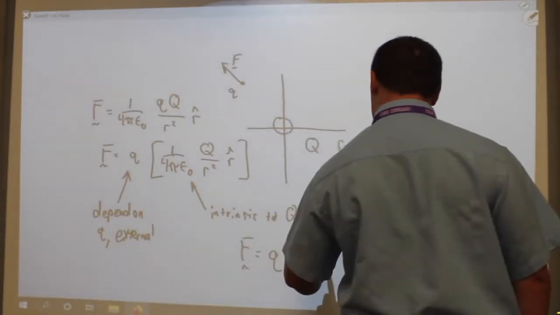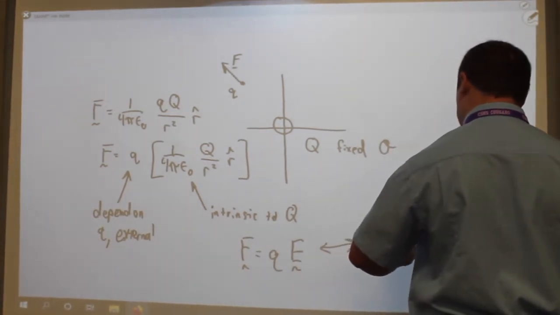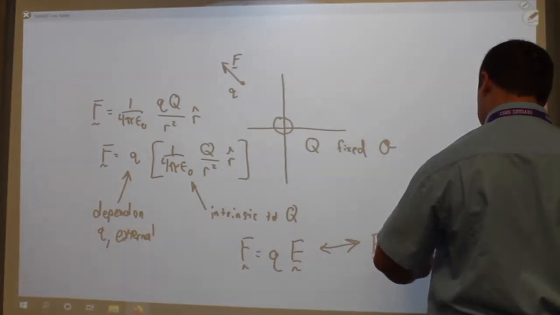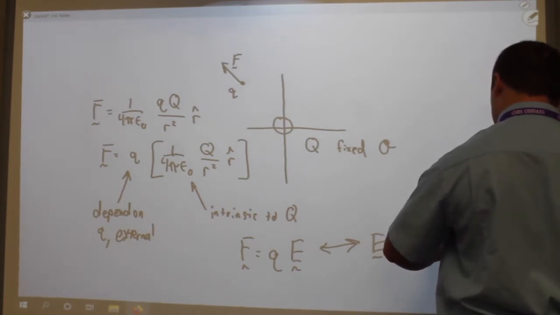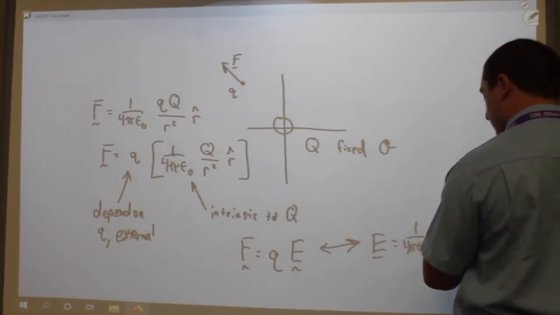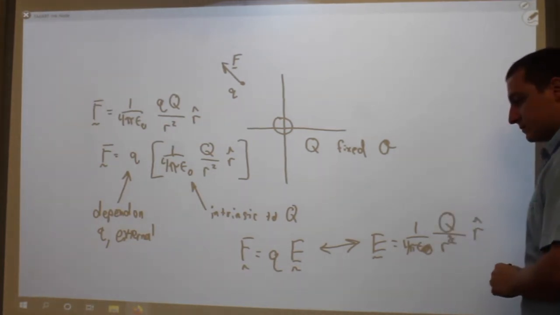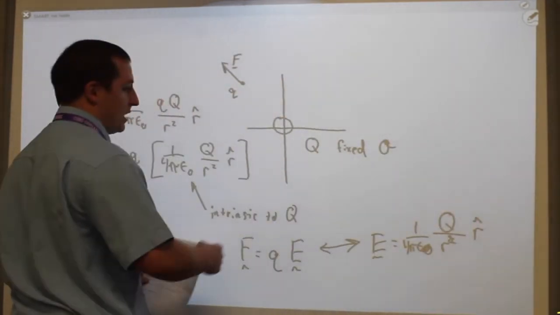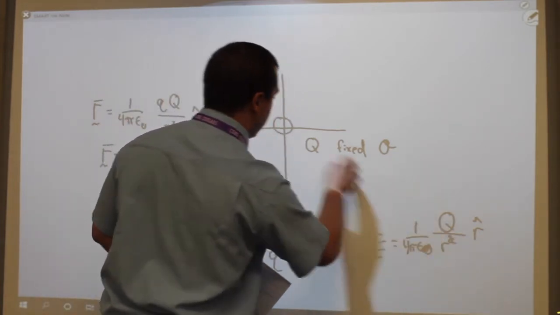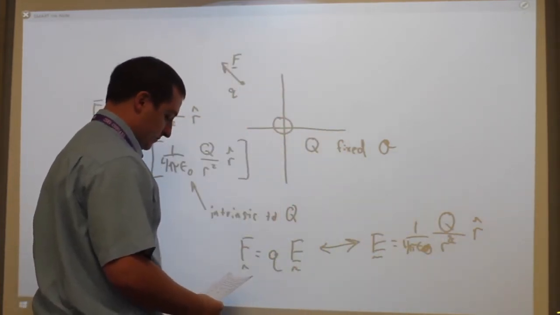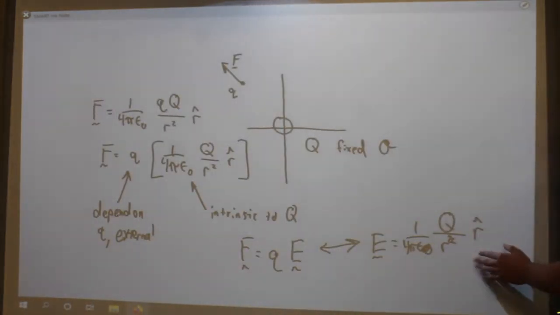Or I can say that the electric field around a point charge is 1 over 4 pi epsilon naught, its charge over the distance between wherever you're measuring the electric field and the charge, in that direction. So positive Q have fields that go radially outward and negative Q have fields that go radially inward. So this would be for a point charge placed at the origin.